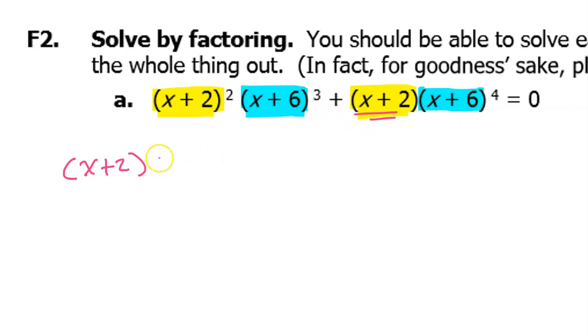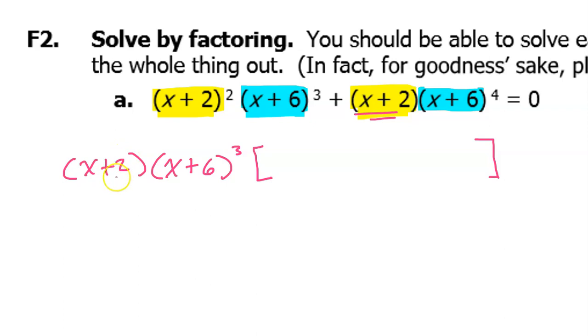Guess how many x plus 6s I'm going to take out. Hopefully you said 3, because in the first part there's 3, in the second part there's 4. So you take out the smaller amount, so I am going to factor out x plus 6 to the third power. Okay, now, I think I will use square brackets instead of parentheses, because we're going to have some parentheses inside of parentheses for a while.